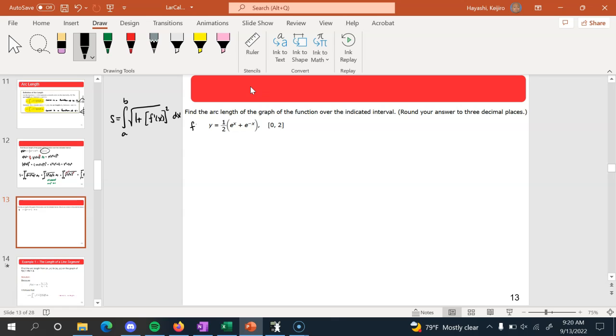So this is y, but we can also call it f of x. So f prime of x is going to be 1/2 times, well, the derivative of e to the x is e to the x, and the derivative of e to the negative x is e to the negative x times -1 because of the chain rule, so it'll be minus e to the negative x. But that's it, that's the entire derivative.